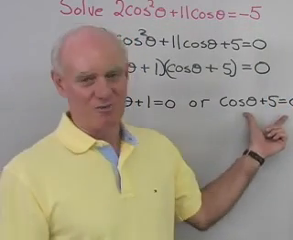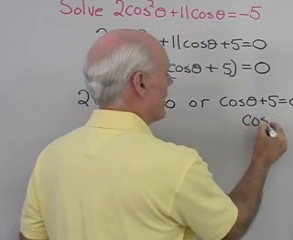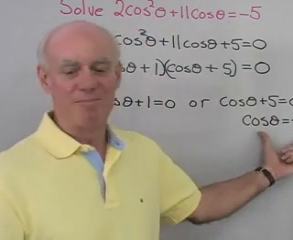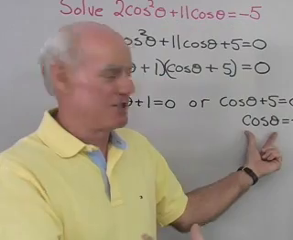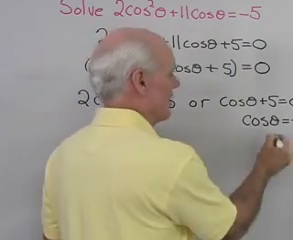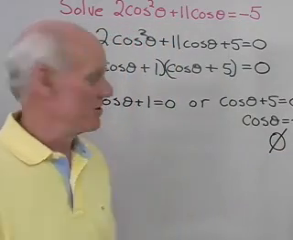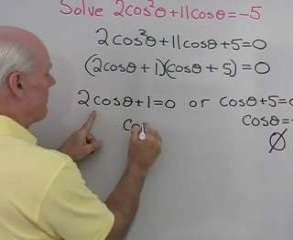Well, look, I can take care of this real quickly. Watch. I'll add negative 5 to both sides. Cosine theta is equal to negative 5. Guess what? That can't happen. Cosine theta always has to be between negative 1 and positive 1. It can never be negative 5. So I'm not going to get any solutions over here. So for that part of the equation, I'll just write the empty set, no solutions. Let's go over here. I want to solve for cosine theta.